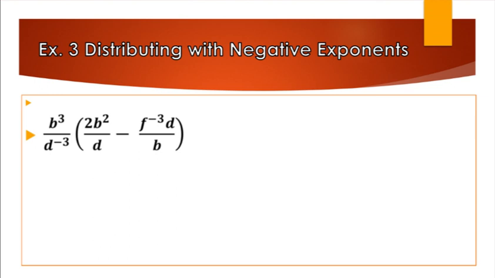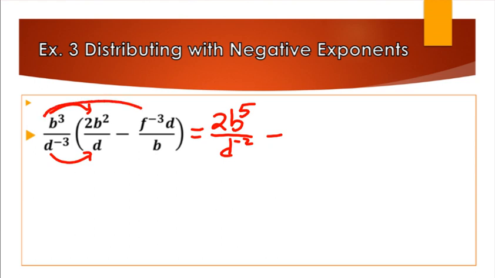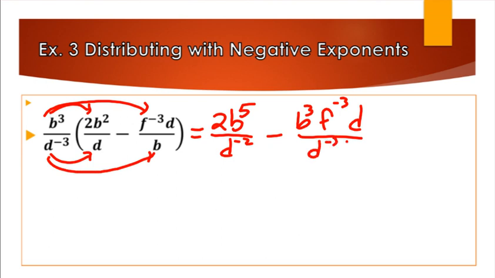Next one with negative exponents, okay? So here, still distributing, we have 2b to the 5th over d cubed, d to the negative 3 times d, so negative 3 plus 1 would be d to the negative 2nd. Put our minus sign down, b cubed times f to the negative 3rd, we have d all over d to the negative 3rd over b.